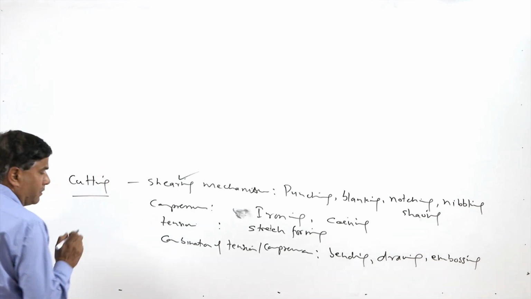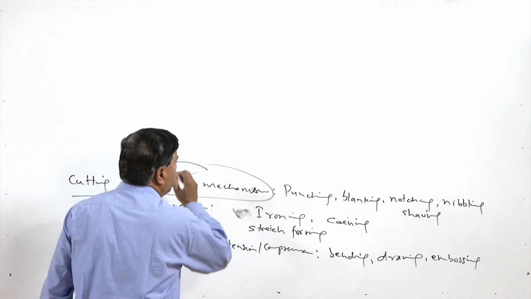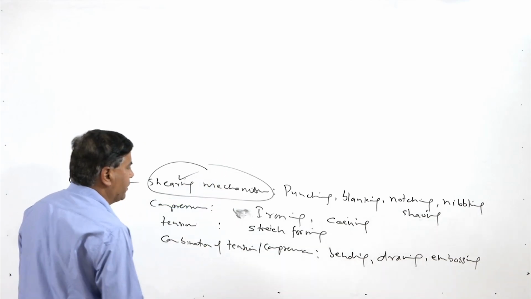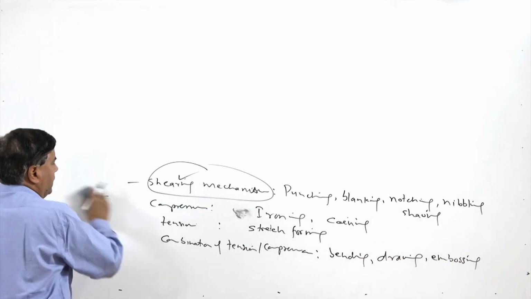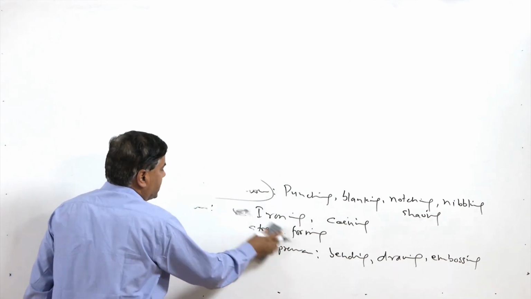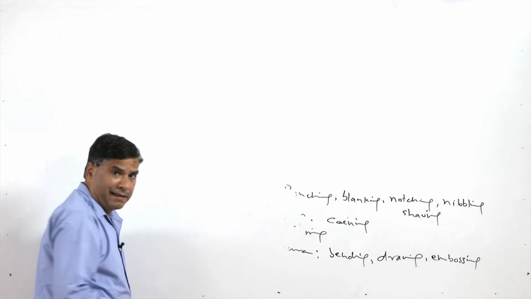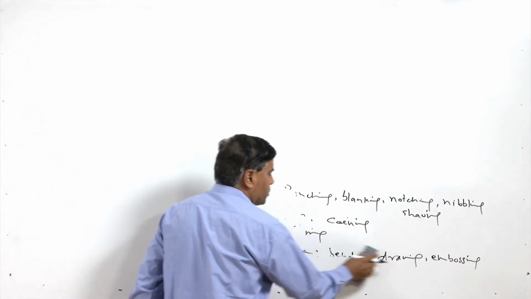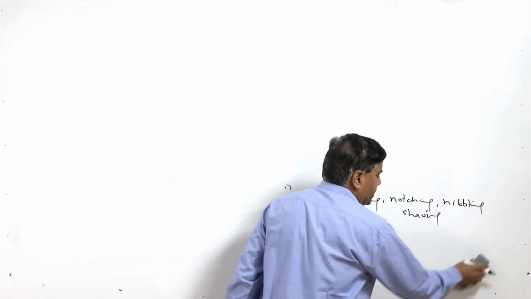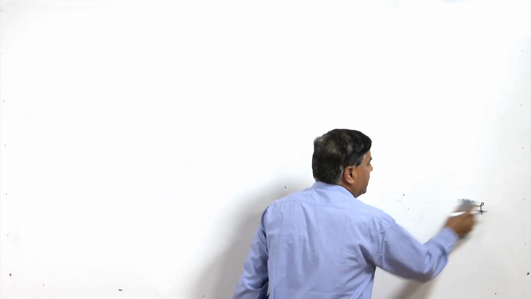So, there are many processes in each of the categories. In today's presentation we will talk about the mechanism of shearing, and the other operations we will talk about in the next lecture. So, the basic principle of shearing of sheet metal, which is extensively used for cutting so that various operations can be performed, is what we discuss first.